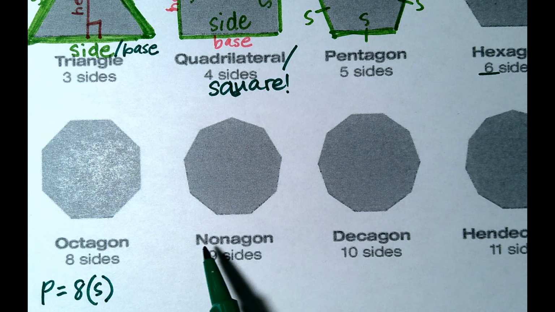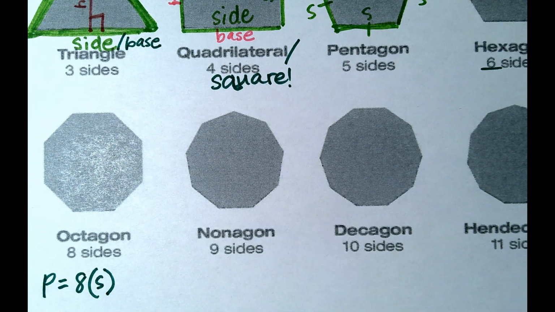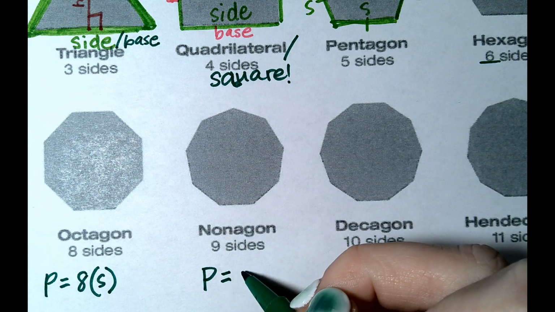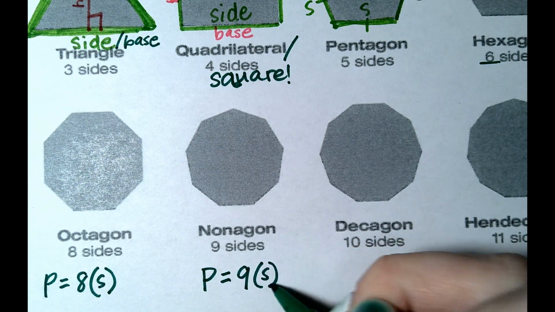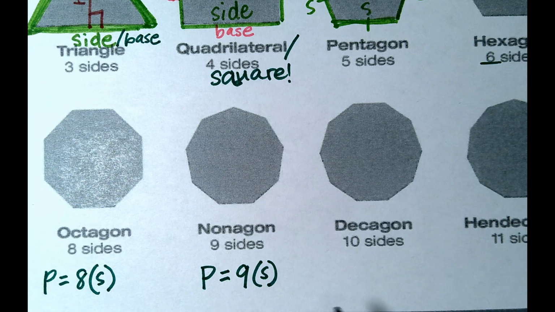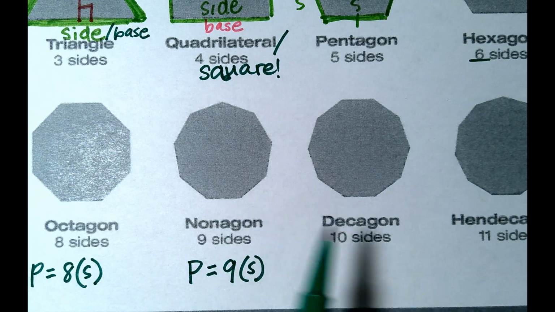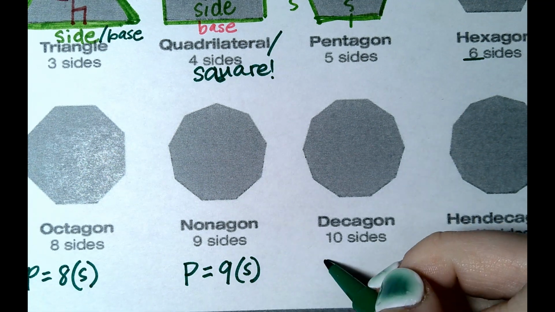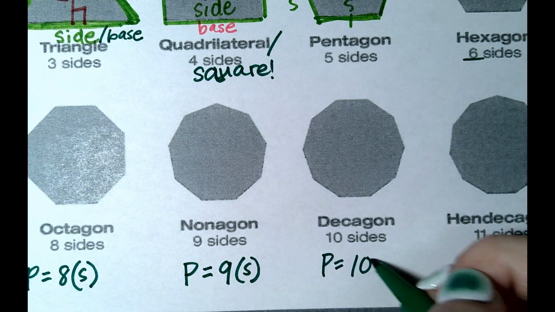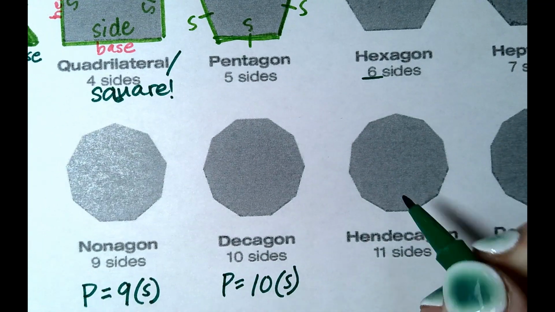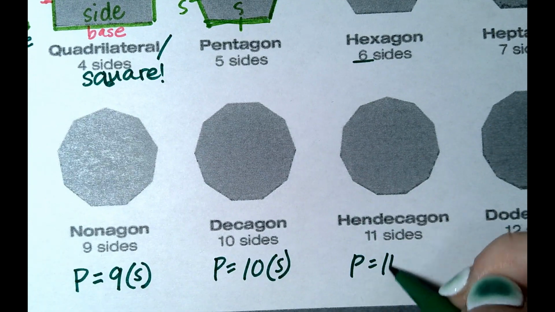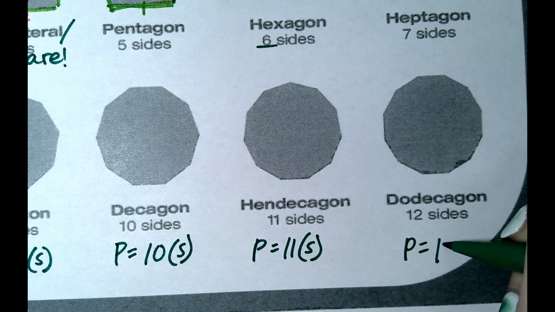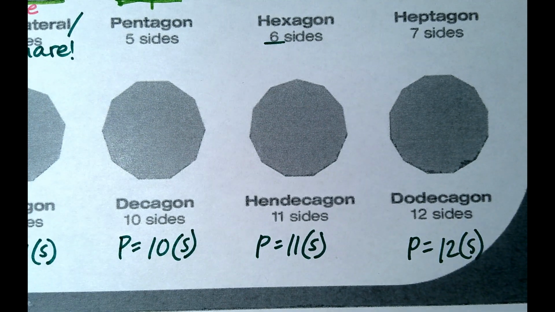What about a nonagon? Yep, times 9. And guys, it's going to go on like that forever. So really, we're taking the side length times however many sides there are. That continues. We could go ahead and fill out the rest of this if we wanted. 10 times side. Perimeter is 11 times the side length. 12 times the side length. Okay.